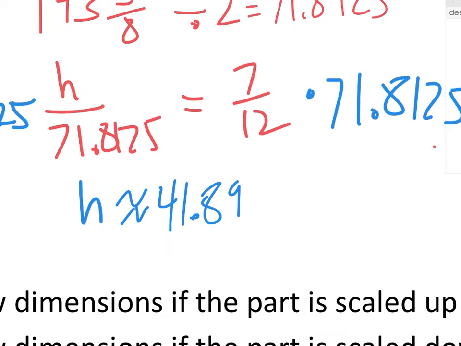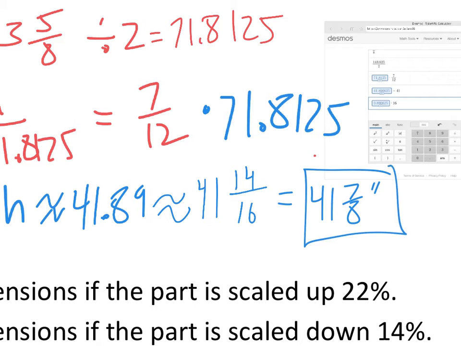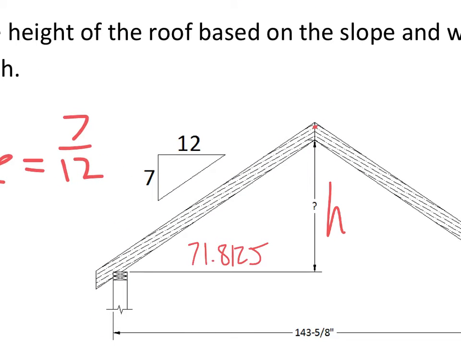So it's 14 sixteenths. So this is 41 and 14 sixteenths. Technically, it is approximately, because we rounded that off. All right, so good concept to understand there. That squiggly means approximate. And then the last thing we could do is simplify that fraction. 41 and 7/8 inches. Okay, so 41 and 7/8, that's the idea. 41 and 7/8 inches. Great.